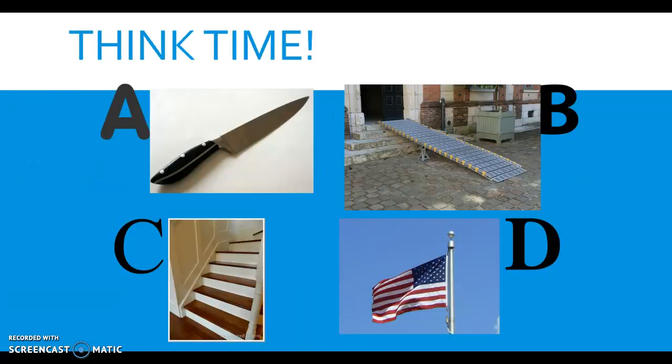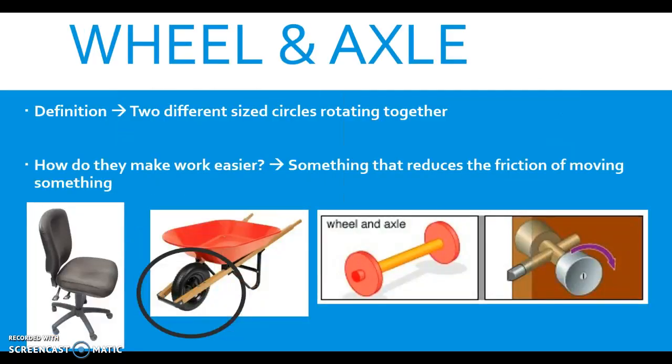Now, I want you to think. It's think time. Which of these is a wedge: A, a knife, B, a ramp, C, stairs, or D, a flag? Which one is a wedge here? Take the time to choose. So hopefully by now you figured out it was A. It is a knife. Why is it a knife? Well, the knife separates things. Like when you're cutting a cake, you're separating it into smaller pieces easier.